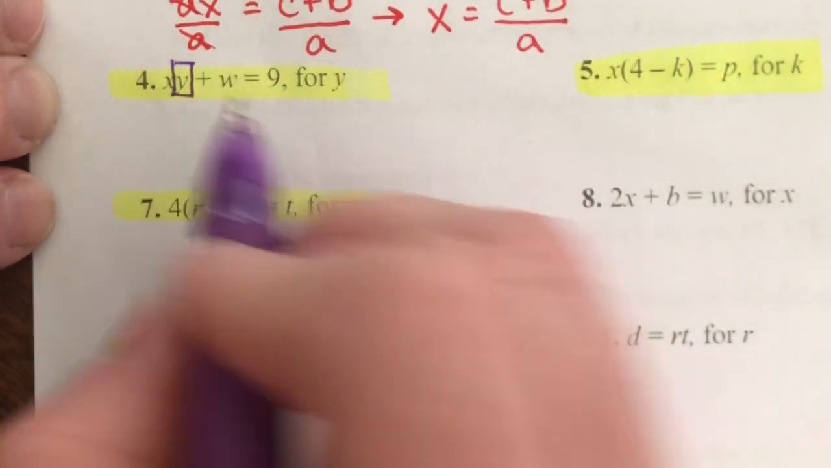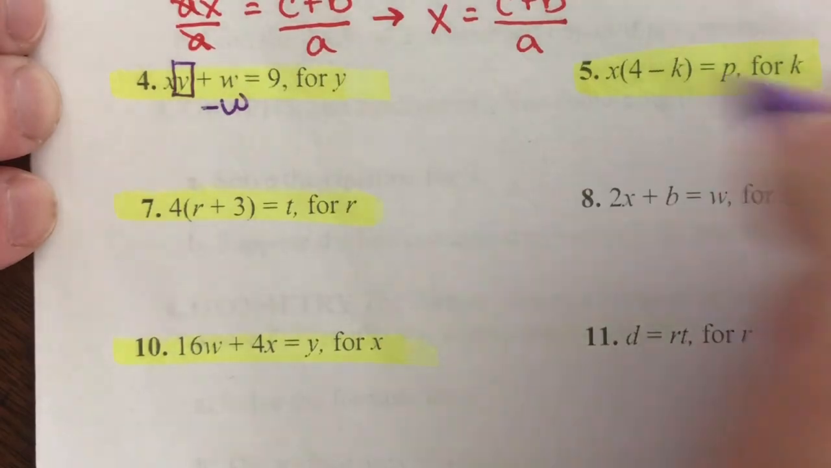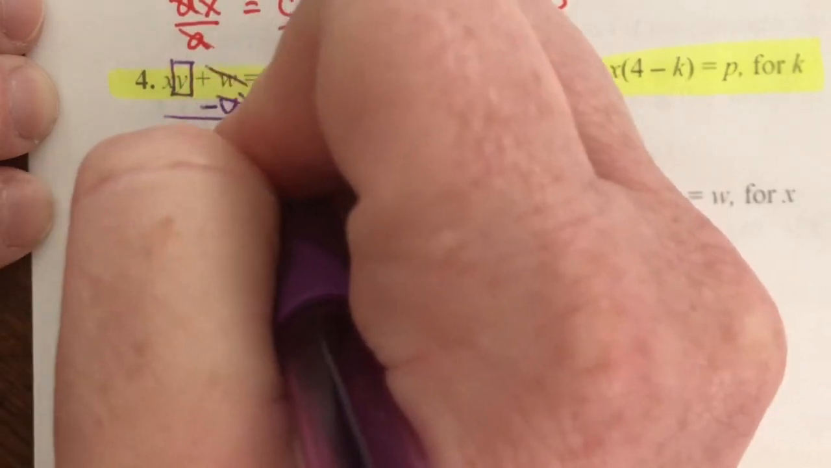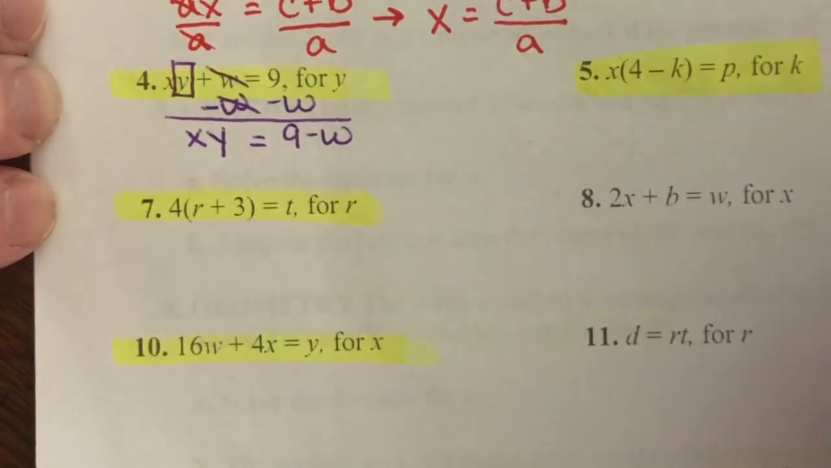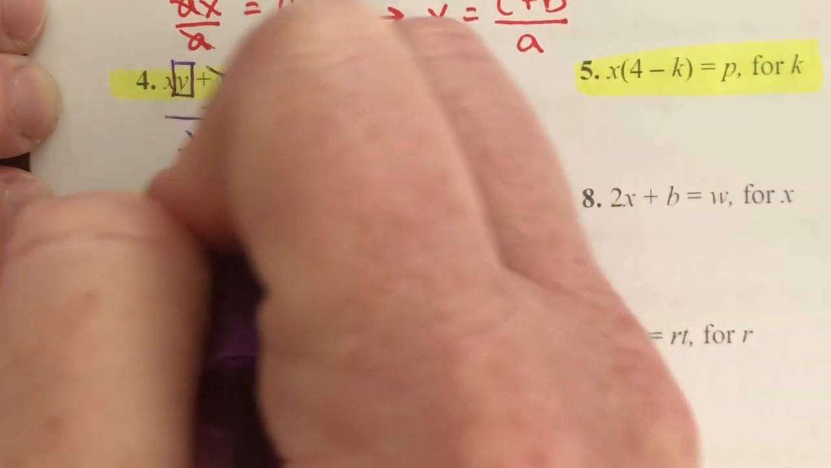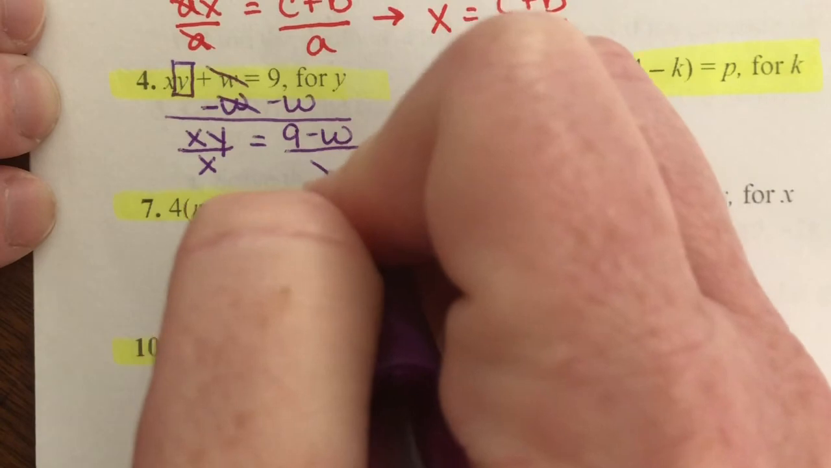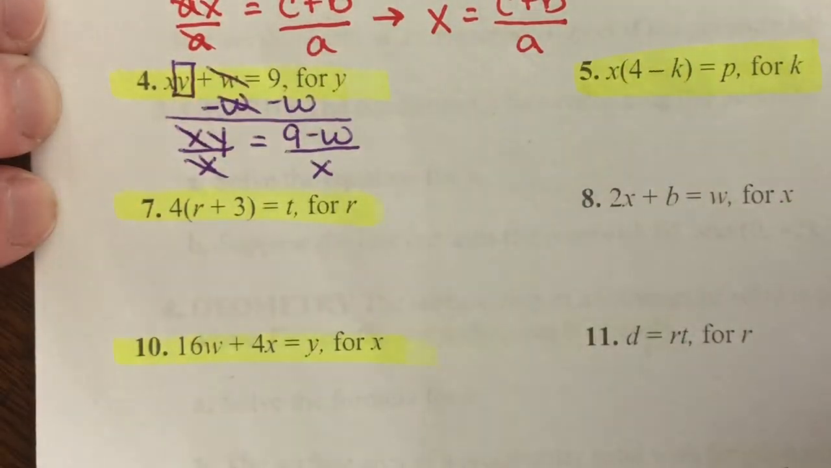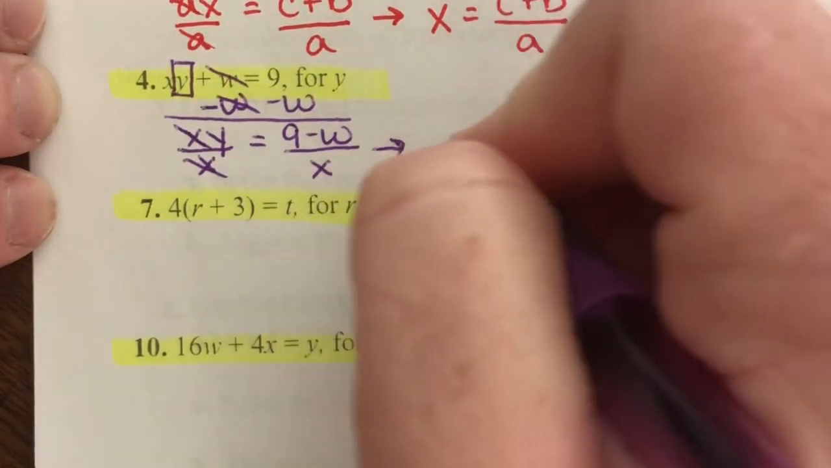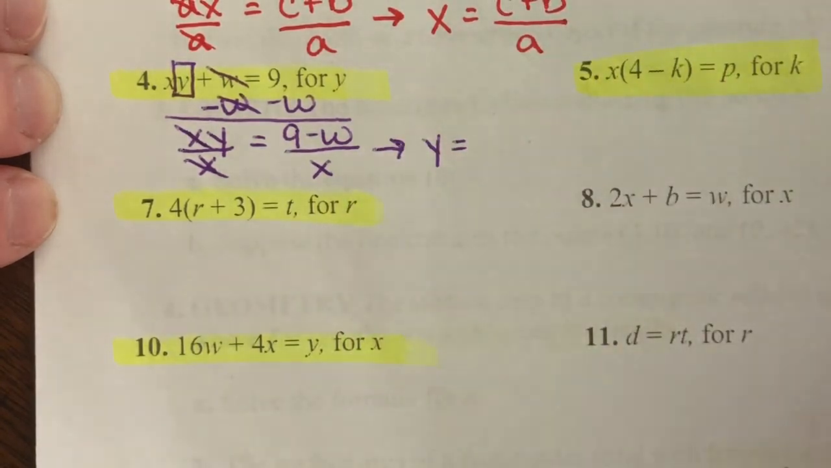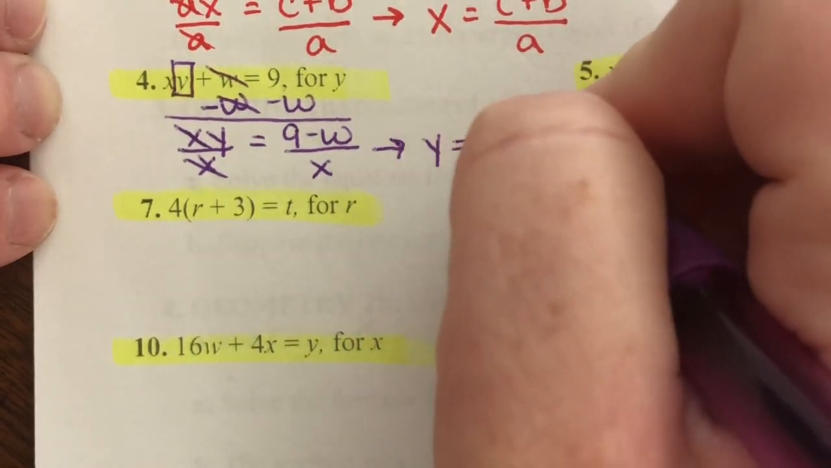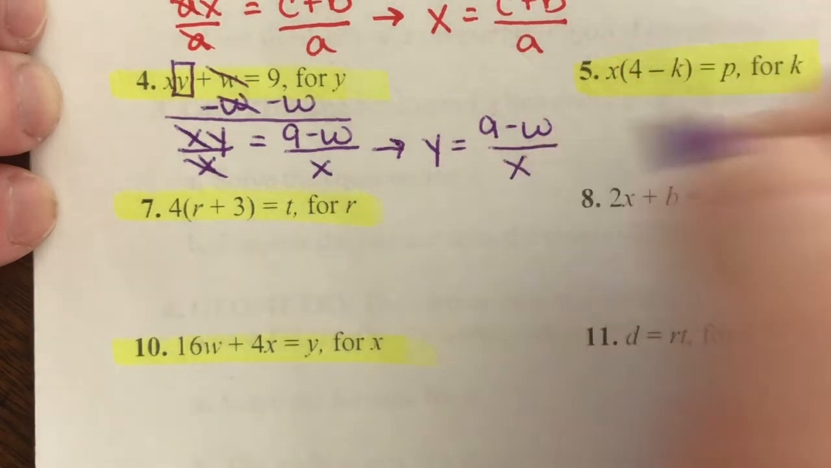Okay, so I've got an x and a w I have to get rid of. I'm going to start furthest away from y and get rid of the plus w by subtracting w. So I'm left with xy equals, and here I had 9 minus w, and I'm trying to get y alone, so I'm going to divide by x, and I got to divide this side by x, and the x's go away. So I'm left with y by itself on the left, and then 9 minus w all over x on the right.